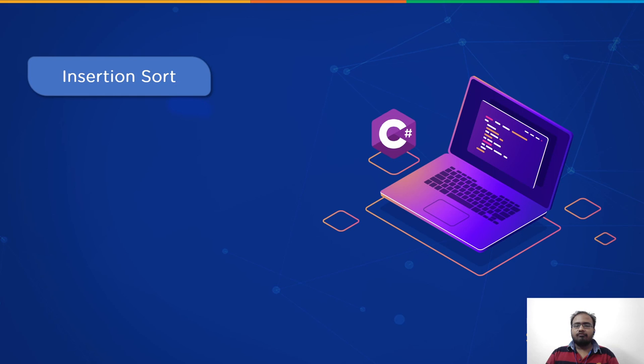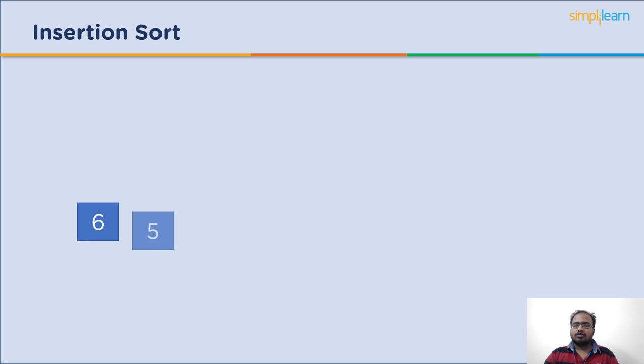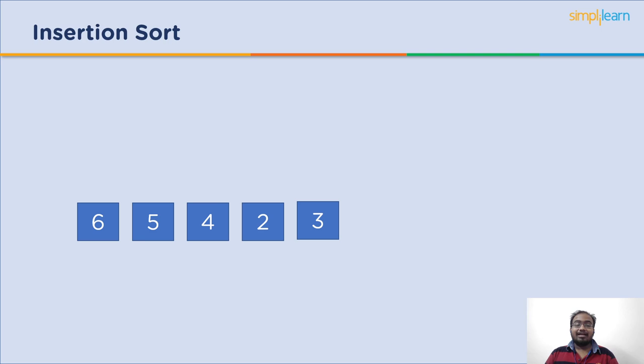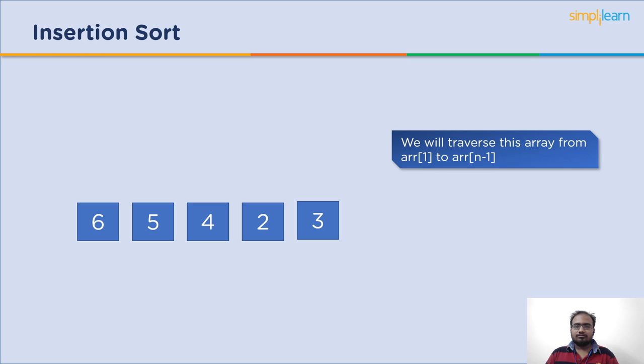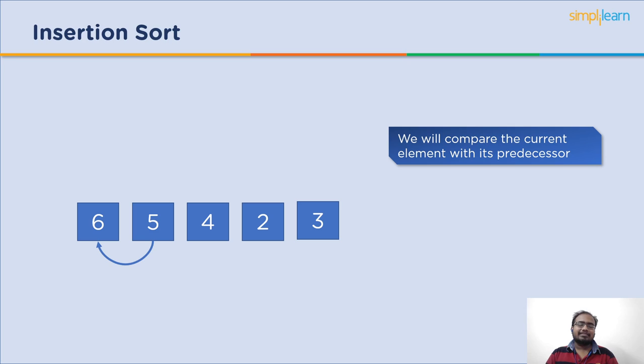Next up, we have insertion sort. So in insertion sort, let's say we have this array. We have an array: 6, 5, 4, 2, 3. We will start by traversing this array from index 1 to n minus 1, that is 1 to 5 minus 1, that is 4. So while traversing, we will compare the element at the current index to its predecessor.